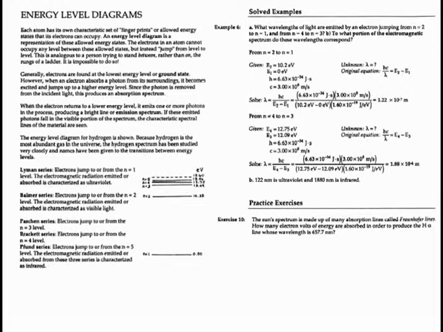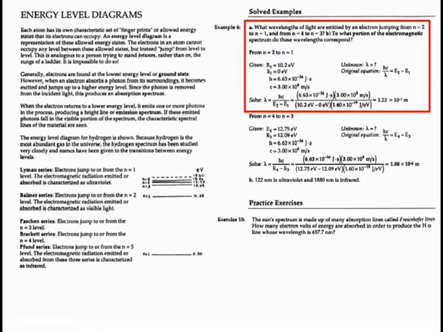Checking the energy level diagram worksheet. I want to look at this first sample problem, and I'll have you make a couple notes down here at the bottom. What wavelengths of light are emitted when an electron jumps from the second level to the first level and between the fourth and third levels?